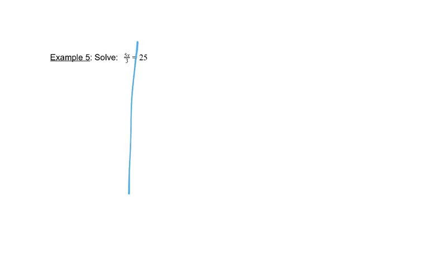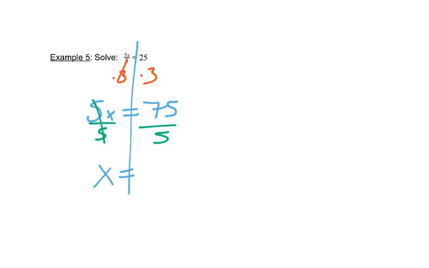So here we have this fraction with that x. Let's just start with the denominator. It says divide by 3, so let's start by multiplying by 3. That leaves me with 5x on the left, and 25 times 3 is 75 on the right. Then I can divide both sides by 5, and that leaves me with 15.